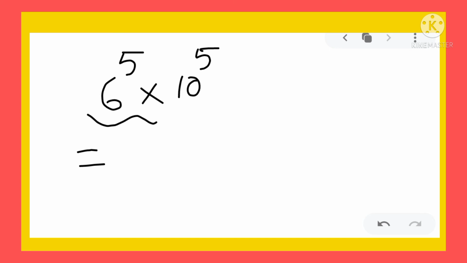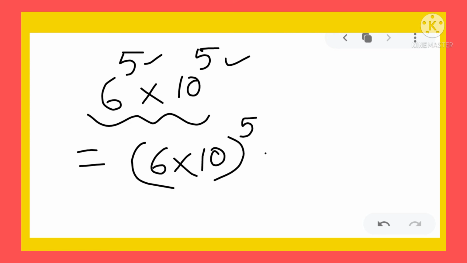Then 6 raised to 5 into 10 raised to 5. How can we simplify this one? Since both have the same power 5, 6 and 10, we can take them together, 6 into 10 raised to 5. So it is 60 raised to 5.